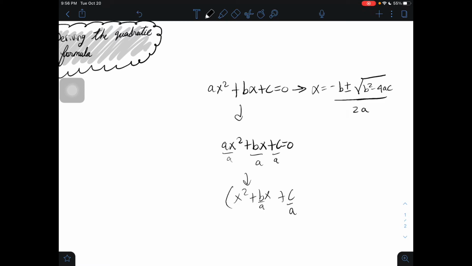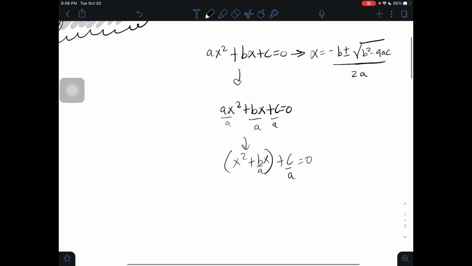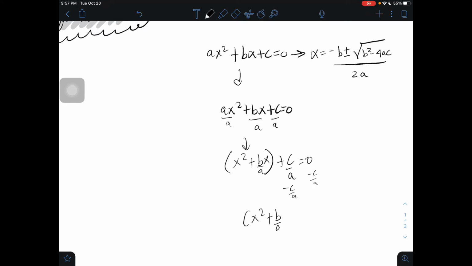So these are both x terms, so we can group them together in parentheses, and we can see that this c over a almost acts like a constant. So we can subtract it from both sides, and remember our right side is currently 0. After subtracting c over a from both sides, we are left with x squared plus b over a x equals negative c over a.